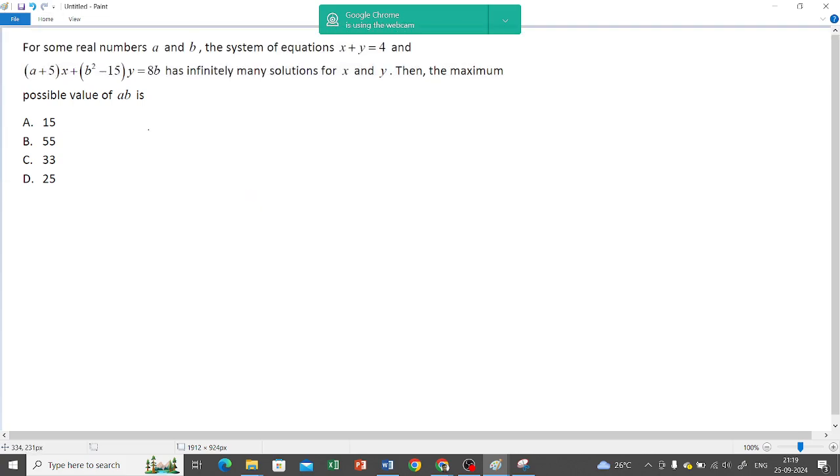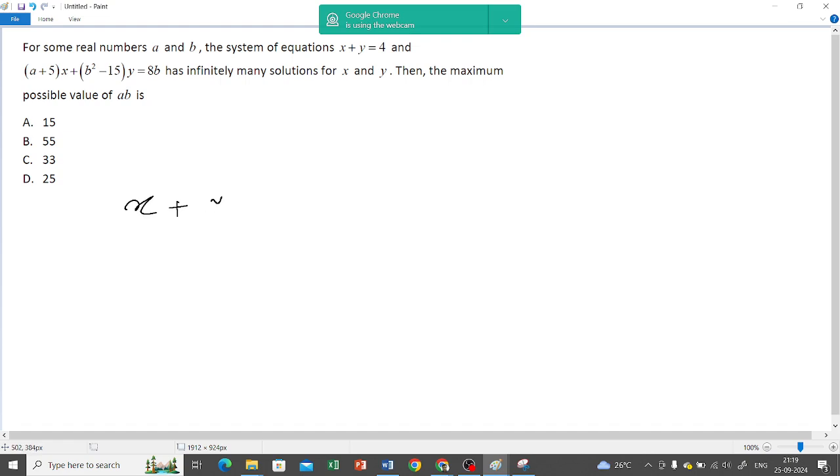Yes, sir. For some real numbers a and b, the system of equations x plus y is equals to 4, a plus 5x plus b square minus 15y is equals to 8b has infinitely many solutions for x and y. Okay, then the maximum possible value of x. So this is a typical sum. Okay, this is a typical sum. I'll tell you how to do this.